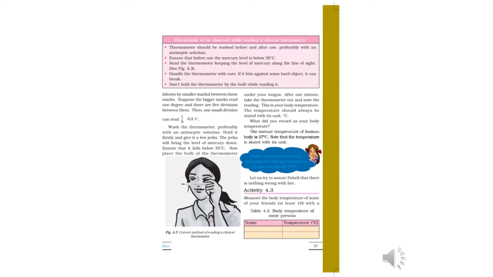Then the next point: handle the thermometer with care because it is made of glass and inside there is mercury. It is a very poisonous substance and disposing of the mercury is also very difficult. So we have to be very careful while handling the thermometer. If it hits against some hard object, it can break. Inside there is a small capillary tube, and if that tube is also broken, then the poisonous mercury, a liquid metal, will come out, and removing it is very difficult.